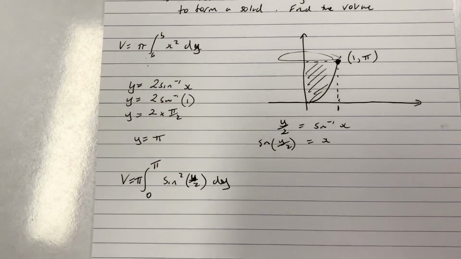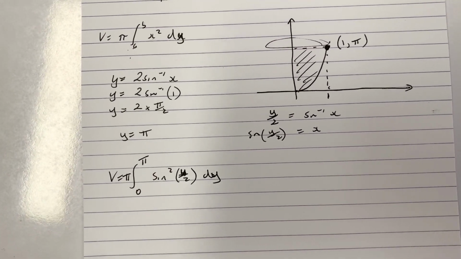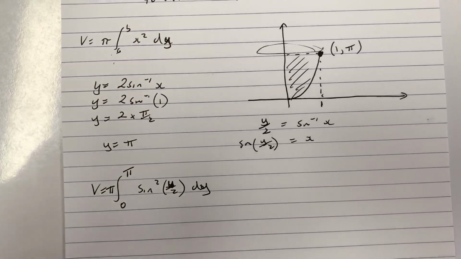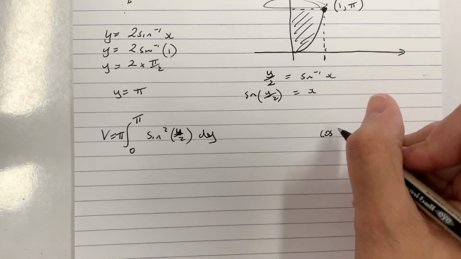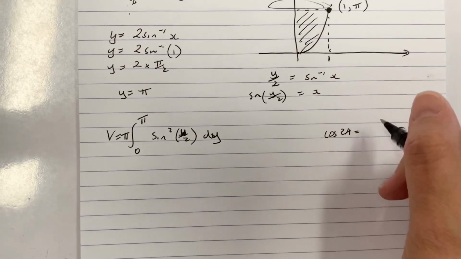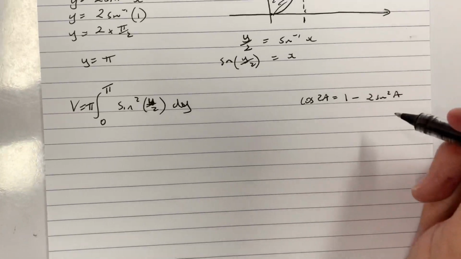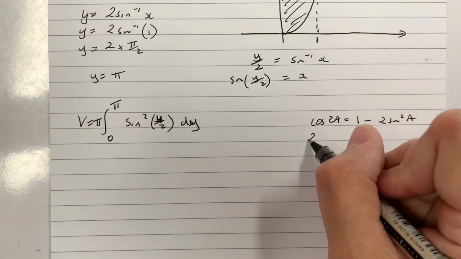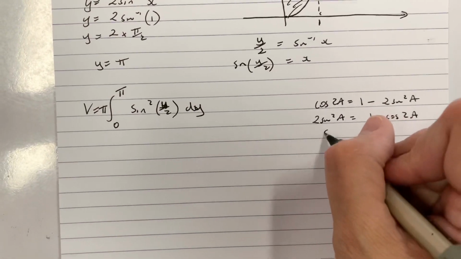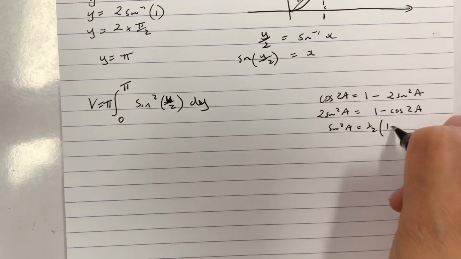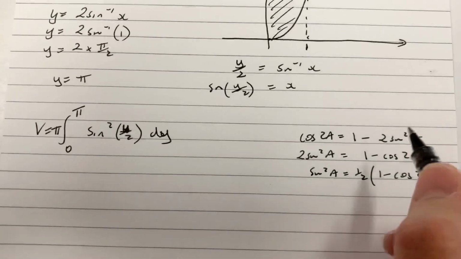So it's a bit of a tricky trig integral to do. Remember, if we're doing sine squareds by hand, we need to use our double angle rule, because we know that cos 2a is 1 take 2 sine squared a. So if we use this version and we rearrange, remember, 2 sine squared a equals 1 take cos 2a, and therefore sine squared a equals a half of 1 take cos 2a. So bringing that trig integration in.